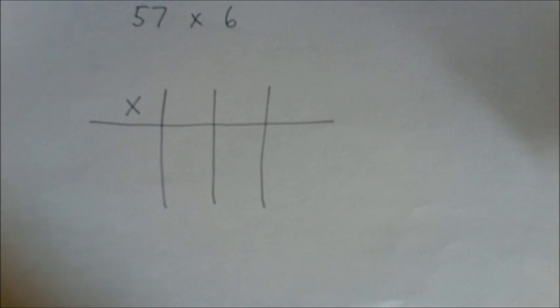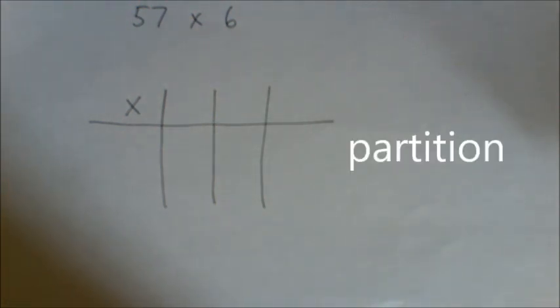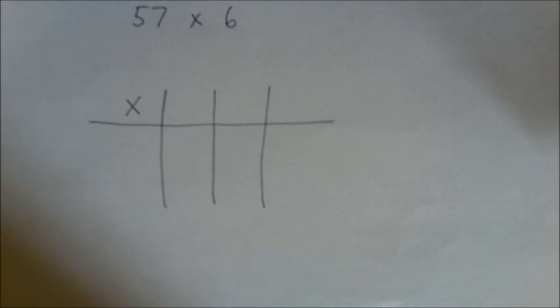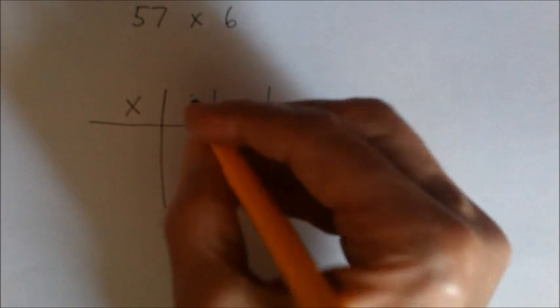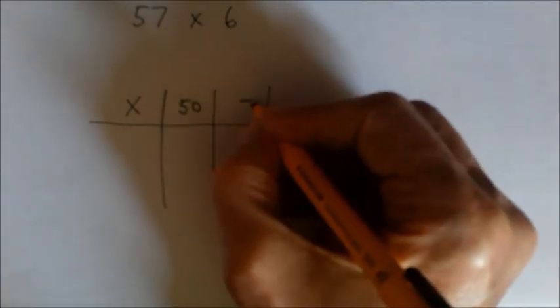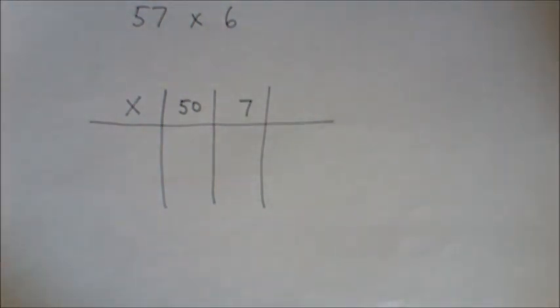The word we're looking for is partition. 57 is a 2-digit number. It's got a 5 and a 7 in it. 5's in the tens column. So we're going to break that down into, in this case, 2 parts. That's partitioning. We're going to put the 50 there, and we're going to put the 7 there. So we've broken that 57 into 2 parts.